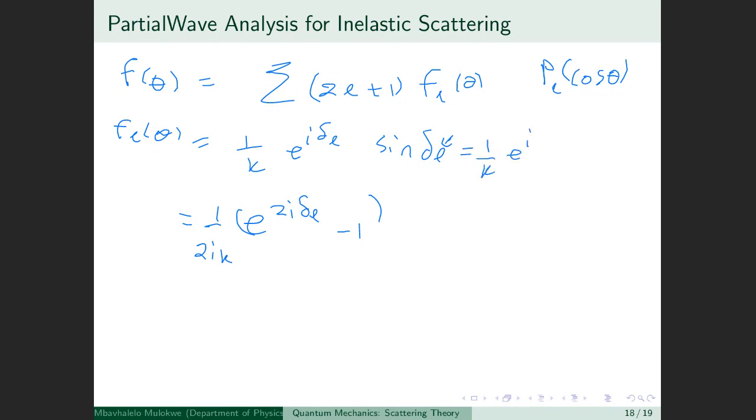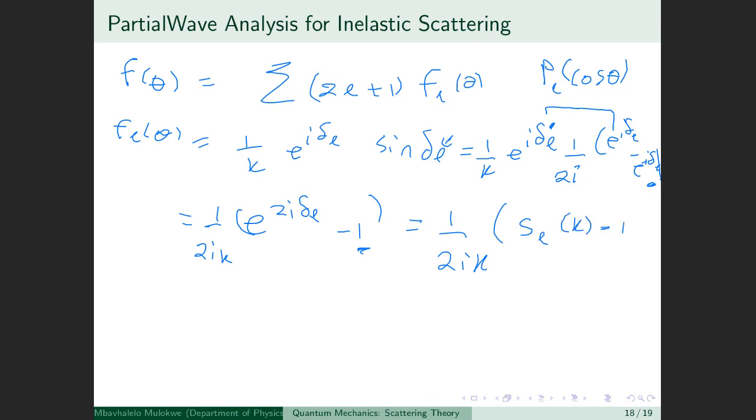It's just 1 over k e^(i delta L) times 1 over 2i times e^(i delta L) minus e^(minus i delta L). Once you multiply these two, you get the term there. We are just going to write this as S_L(k) minus 1 over 2ik. So for the elastic case, we know that S_L is just going to be e^(2i delta L). Once we take the absolute value, this gave us 1 for the elastic case, but in the inelastic case, there might be energy loss or some flux might be absorbed by the target.